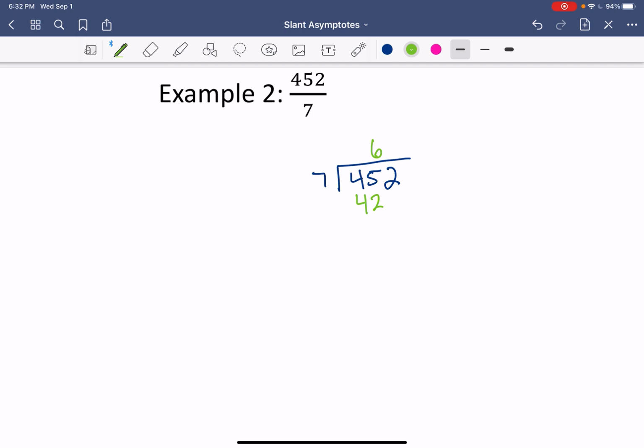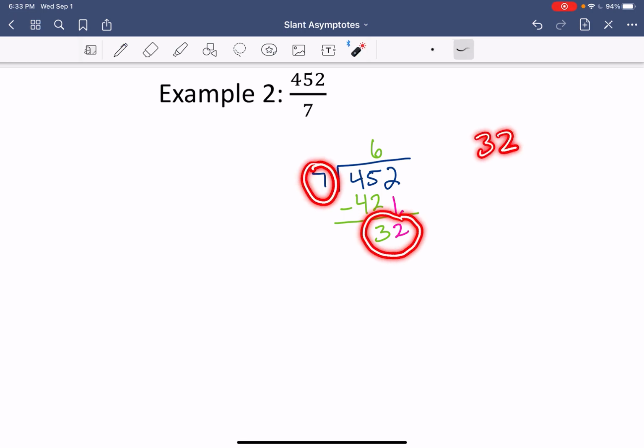Again, we're going to change the sign from positive to negative, and we're going to subtract. So 45 minus 42 is 3, and then you bring down the 2. So now you're going to do the same thing again. How many times does 7 go into 32? On the side, you can essentially just think about it as dividing by 7. And then the highest number that would go is 4.